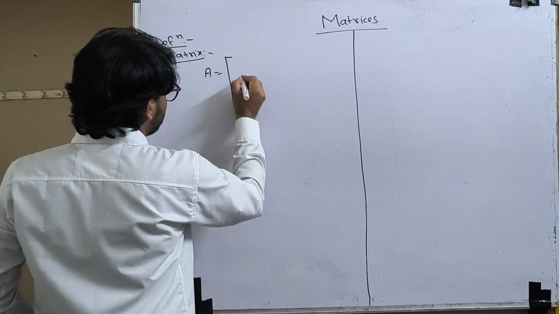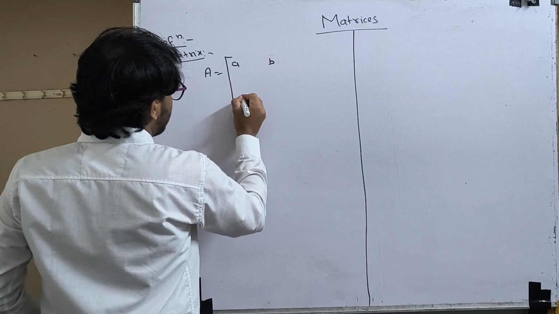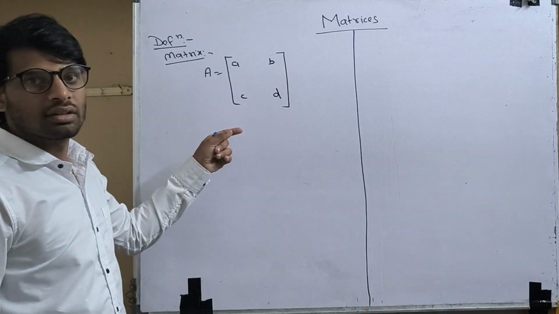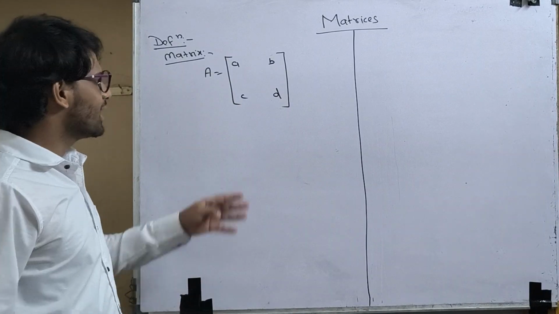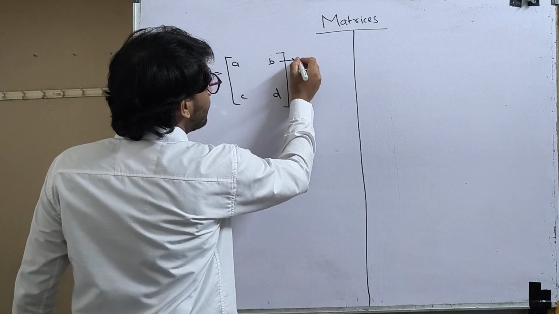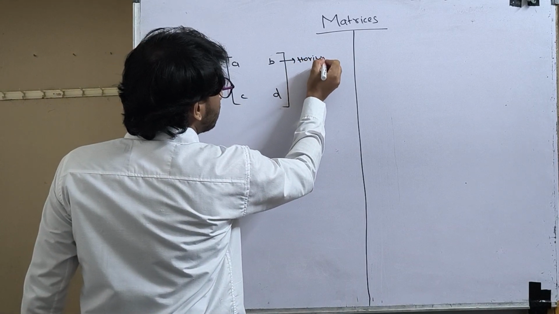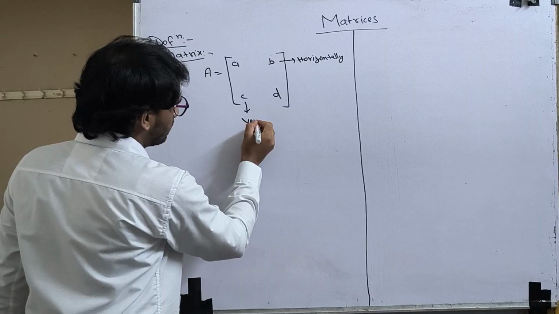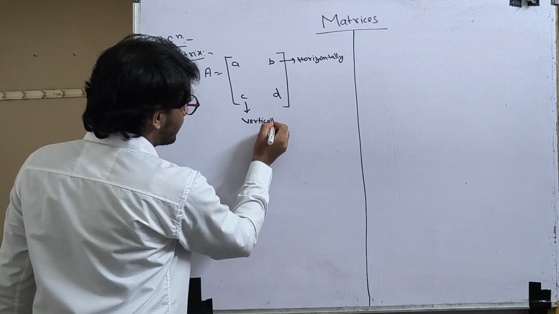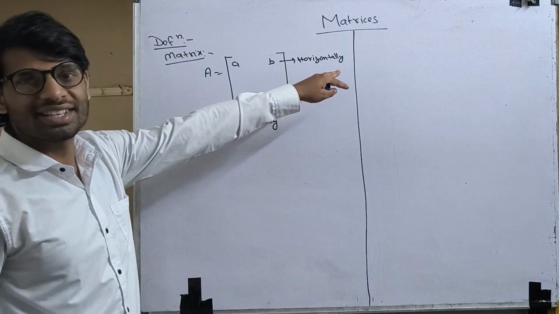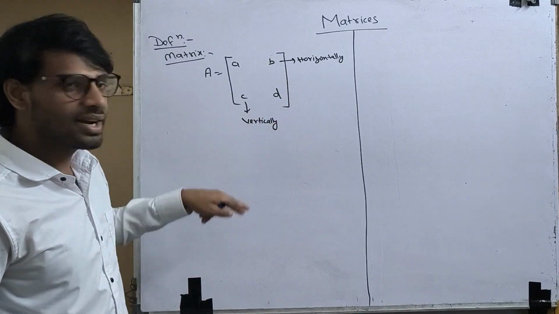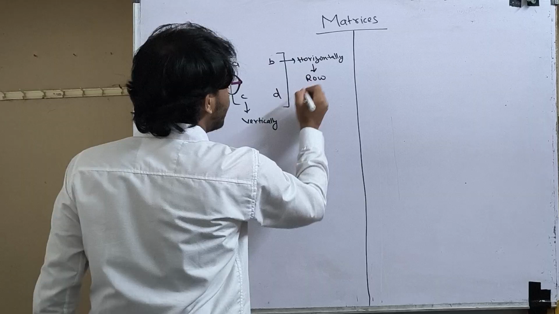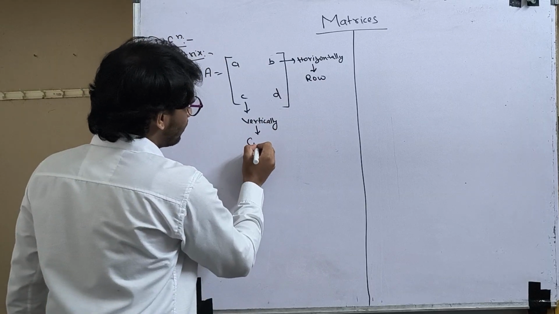For example, this is my matrix A, B, C, D. This is an example of a matrix. See this matrix, the elements are arranged in two ways, horizontally and vertically. Horizontal arrangement is called a row and vertical arrangement is called a column.